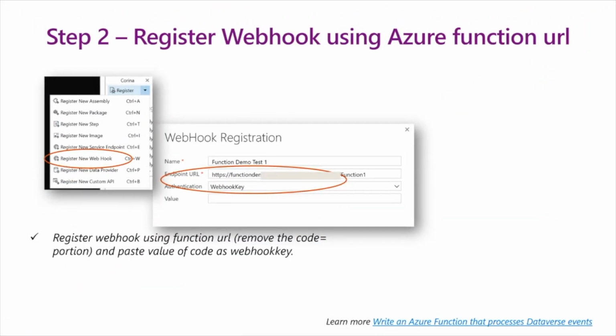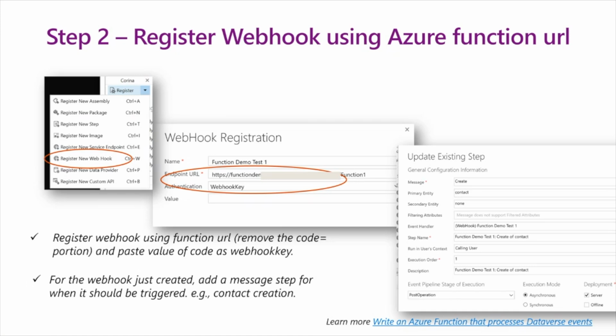Now I'll use the plugin registration tool to register the webhook that will call the Azure function we just published. I'll register the webhook using the function URL without the code portion and place the code portion as value for the webhook key. Once the webhook is created, add a message step for when it should be triggered, for example, the contact creation in our scenario.